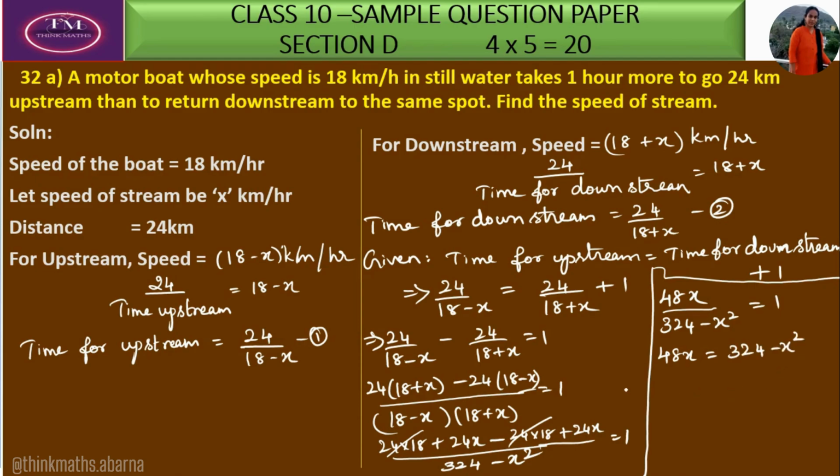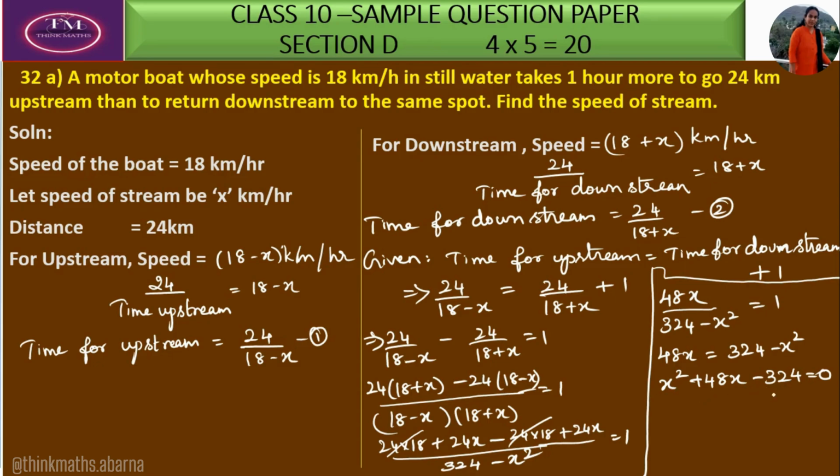So take everything to one side. So minus x square will become plus x square, this 48x will be as such, and plus 324 will become minus 324 equal to 0. So this is a quadratic equation in x. So you have to factorize this.